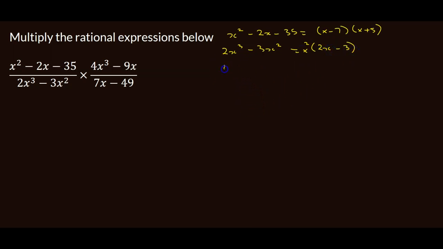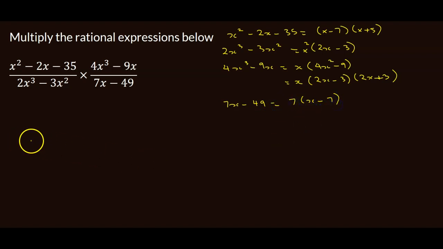And then we have 4x cubed minus 9x. So this is going to be x, and then we have 4x squared minus 9. This is going to factor a bit more. So this is going to be 2x minus 3 multiplied by 2x plus 3. And then the final one, we have 7x minus 49. This is going to be 7, and then we have x minus 7.